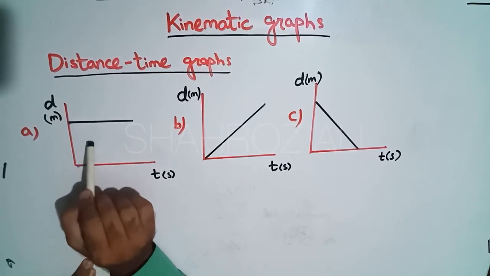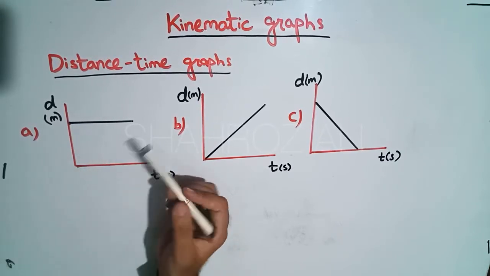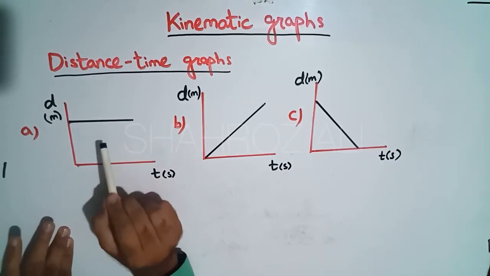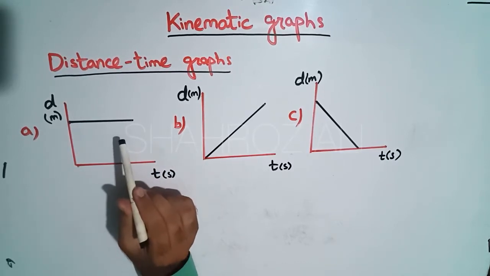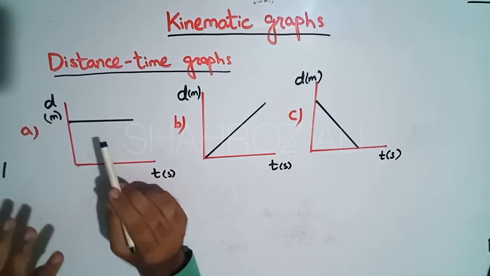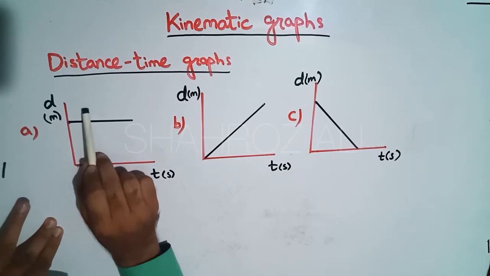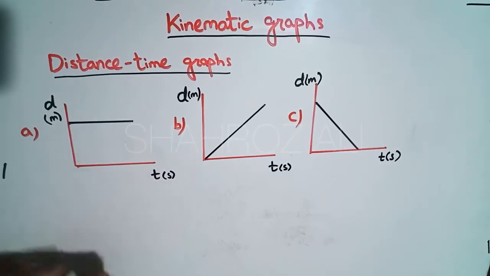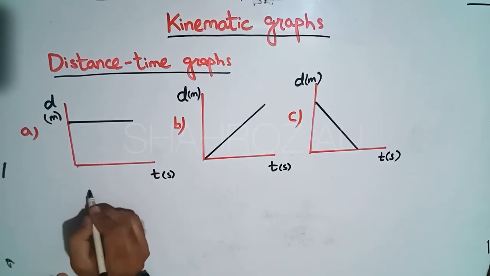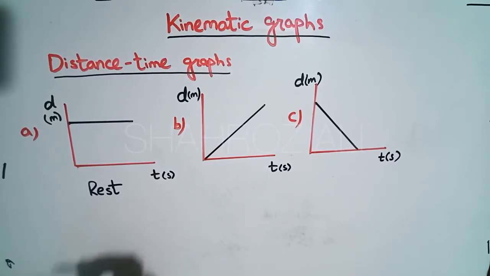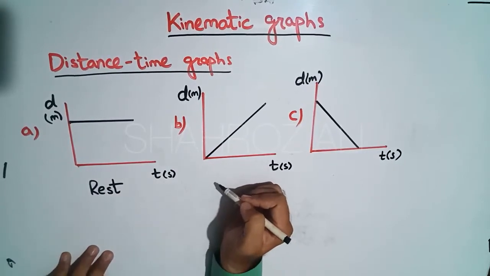So we can take this graph as, suppose we are taking a car or a bicycle, the body of the car or the moving bicycle that we are taking is at rest, because distance is not increasing while time is increasing. So we can write here, the first graph is showing us the information that the body is at rest. So let's move towards the second graph.